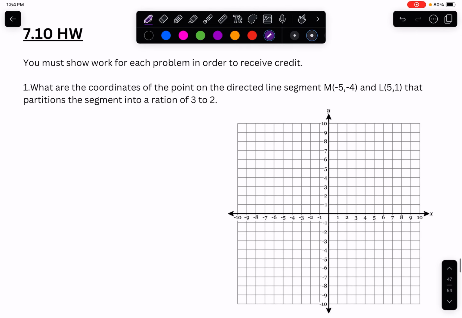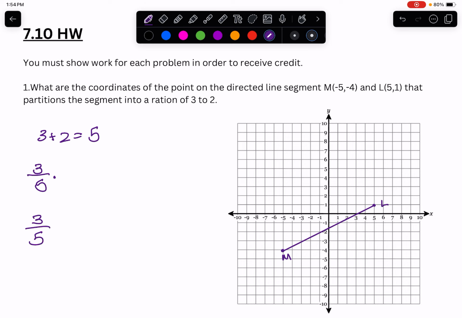So for homework, there's 2 questions. So what are the coordinates of the point on the directed line segment? So we're starting at M, which is -5, -4, and L, which is 5, 1. That partitions the segment into a ratio of 3 to 2. So again, we have that break where we're going into a total of 5. So we're doing 3/5 of your rise and your run.